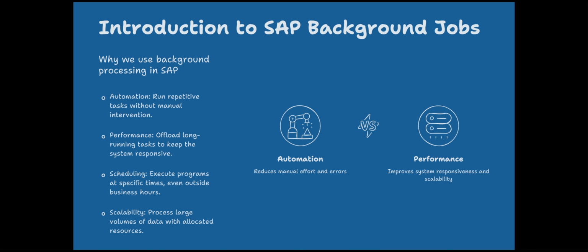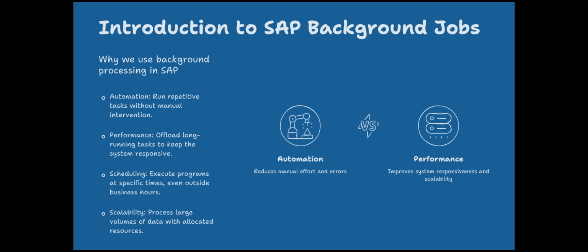Generally, from the administrative point of view, the basis team is responsible for creating and scheduling a batch job in the production server. But as a functional consultant, you need to provide details to them. Otherwise, they cannot create and schedule the batch jobs. There are a few things that we will see in the setup. All those things need to be provided to the basis team. Then only will they be able to schedule the batch jobs, right?